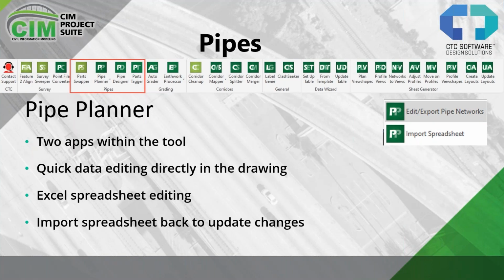So again, Pipe Planner is part of our pipes module. It has 2 apps within the tool, as you can see on the right side of the screen: the edit and the import. We can do quick editing directly in the drawing through the app. We can also export it to an Excel spreadsheet, and we can import it back once we've made changes externally. So if you have somebody, a hydrology engineer or someone like that, working on it externally, you continue your design and then you can bring it back in.